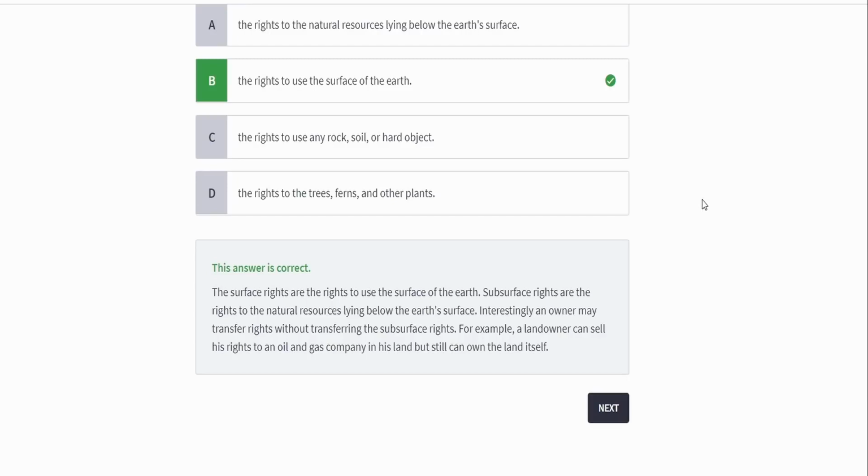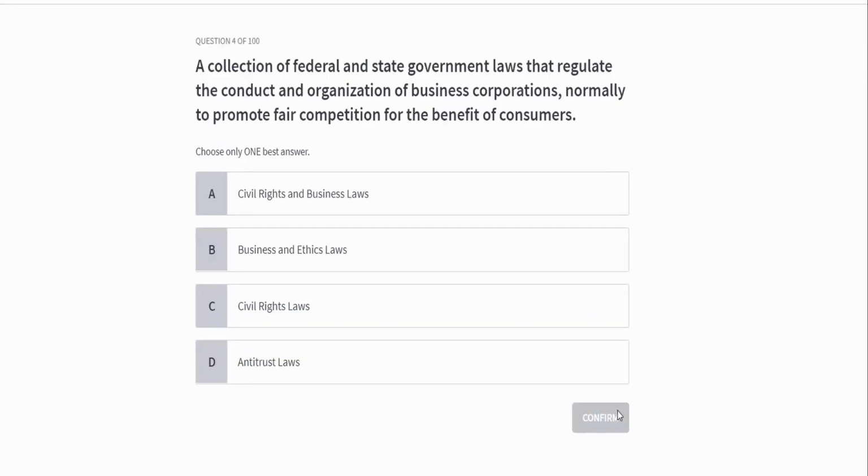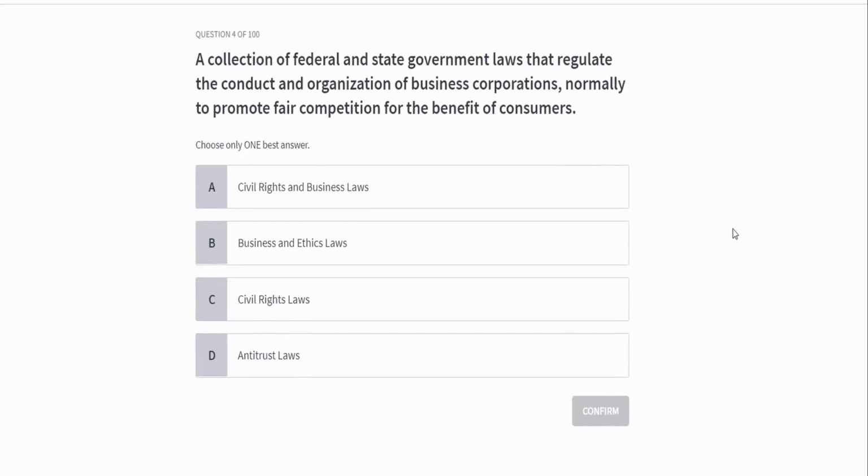So for example, a landowner can sell their rights to an oil and gas company for his land. So those would be his subsurface rights, but he can still own the surface rights, which has the land on it itself. So maybe his property, his home, stuff like that. Hopefully that makes sense. But yeah, be familiar with those two terms. All right. So next one, question number 4.